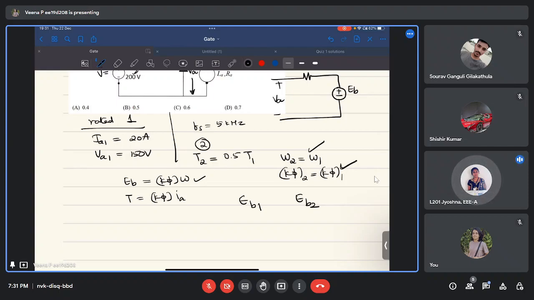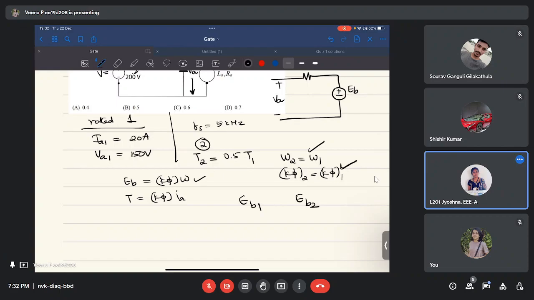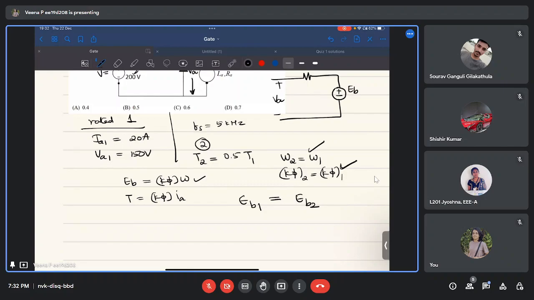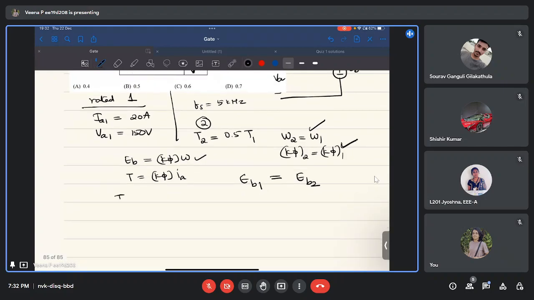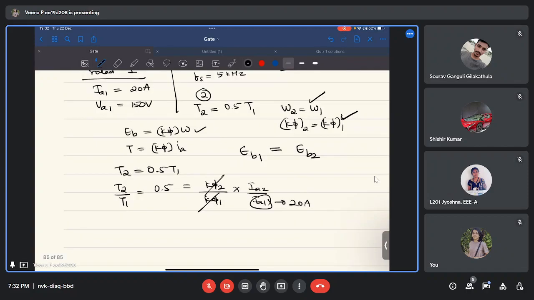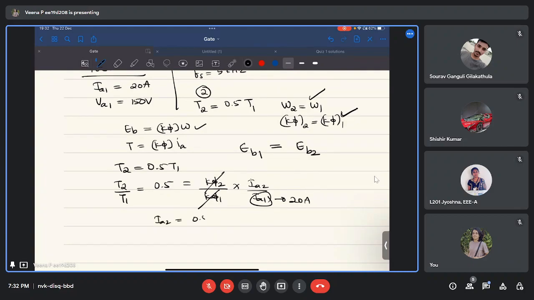Equal, ma'am. Yeah, correct. So EB1 and EB2 are equal. Now, it is given that T2 is 0.5 times T1. So T2 by T1 is 0.5, which is nothing but k phi 2 by k phi 1 multiplied by Ia2 by Ia1. You know k phi 2 and k phi 1 are the same. Ia1 you already know as 20 ampere. So what is Ia2? Ia2 is 0.5 times Ia1, which is nothing but 10 ampere.